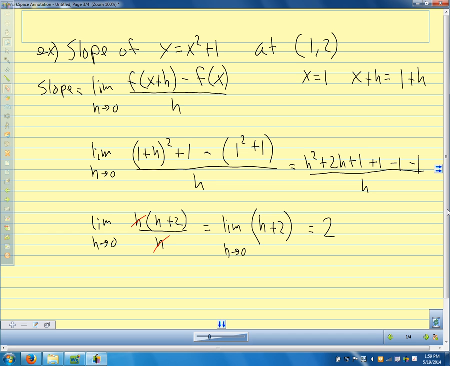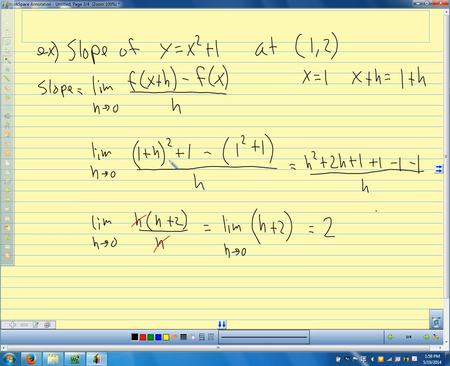Questions about that process? What usually confuses students is this idea of x plus h. That's just telling us that whatever x is, we're plugging that into our function. So I plug in x plus h for x and evaluate that function. That's what this quantity is.